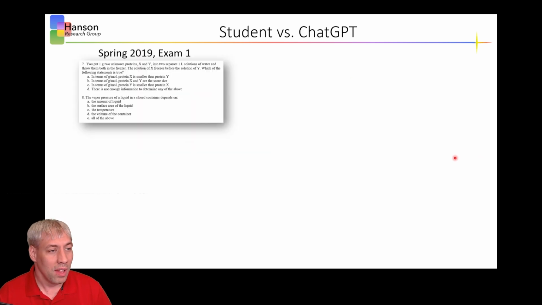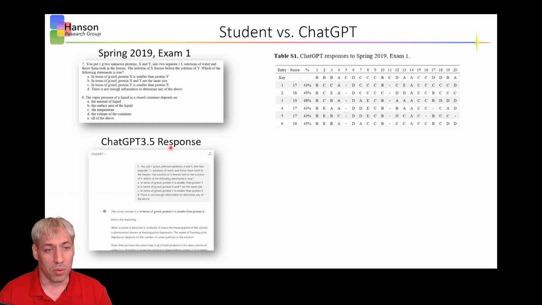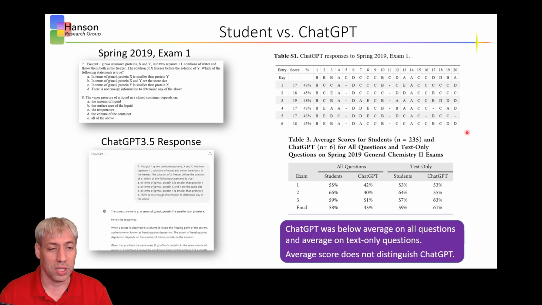So we took those 5 semesters worth of data, but we started with spring 2019 exam 1, just the first exam of the semester, and we fed every single question into ChatGPT 3.5. We used 3.5 specifically because it was free and ready to use, and we recorded the response. For this first exam, we recorded the response 20 times, and we got average performance per question, as well as the answers for each individual question.